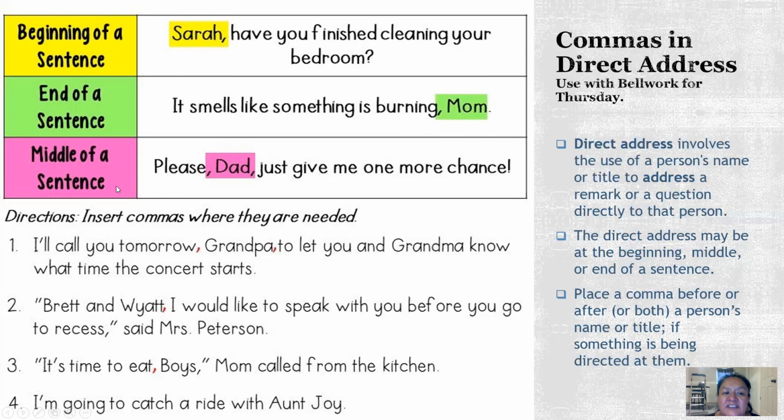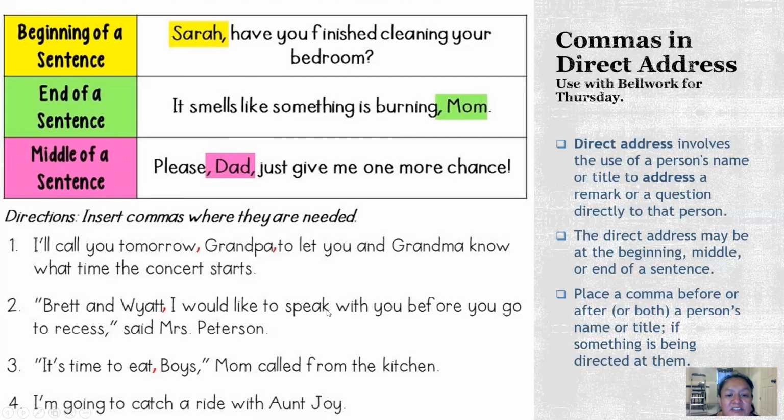And then if it's in the middle of a sentence, it could be something like this. Please, Dad, give me one more chance. Dad is the title of a person. So because this person is being asked for one more chance, a question is being directed at them. So they have a comma in front and behind the word. So number 1, it says, I'll call you tomorrow, Grandpa, to let you and Grandma know what time the concert starts. So he's only talking to Grandpa. That's why there's a comma in front of Grandpa and behind Grandpa.